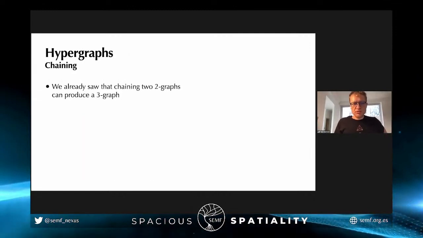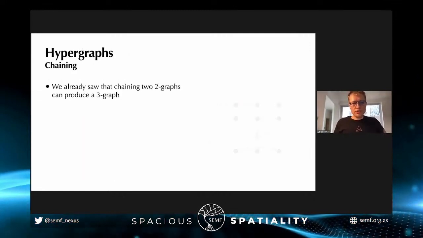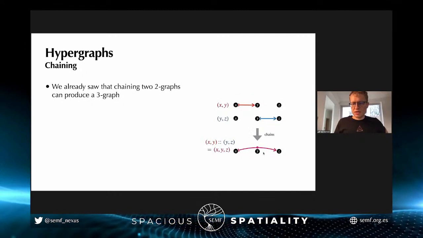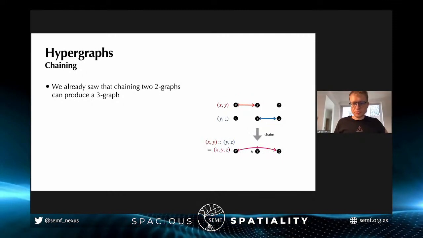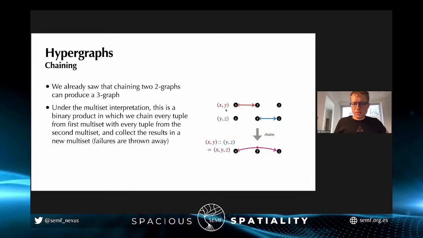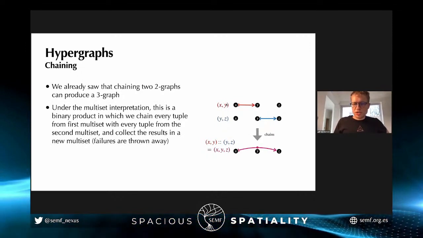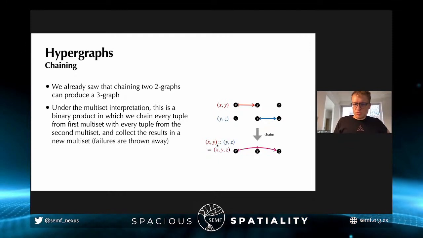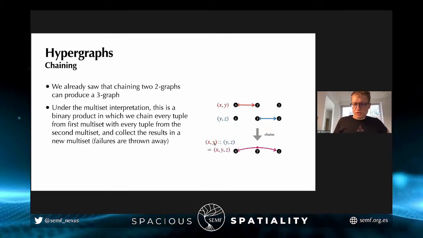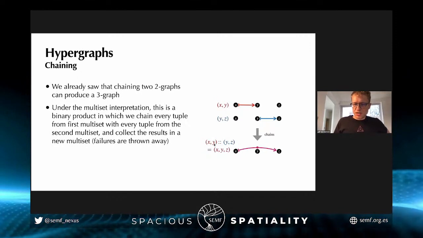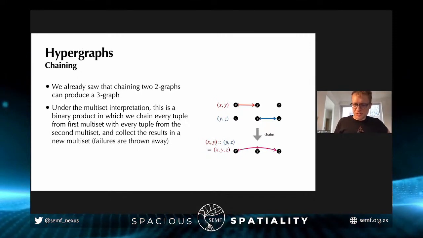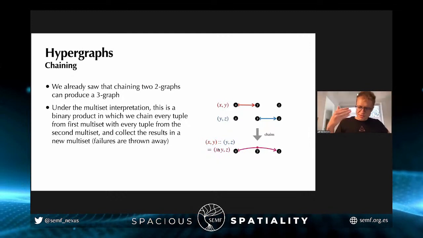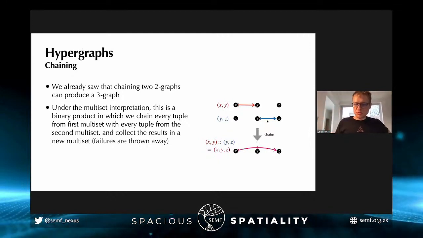Now, what's interesting about that perspective is that it gives us a new way to understand chaining of graphs. So we saw earlier how you can chain two ordinary graphs together to make a three graph. And notice that under the multiset interpretation, where you represent these edges as tuples, we can use this chaining operation that I mentioned before on tuples, that will take two tuples where the second element of the first tuple is the same as the first element of the second tuple, and we'll turn them into a three tuple. That is doing the same thing as the chaining of these two corresponding hyperedges.